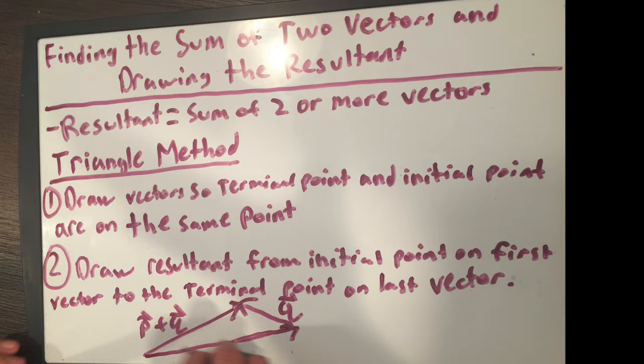Next is finding the sum of two vectors and drawing the resultant. A resultant is the sum of two or more vectors. One method of finding the sum of two vectors is called the triangle method. The first step is draw the vectors so the terminal point and initial point are on the same point. Second step is draw the resultant from initial point on first vector to the terminal point on the last vector.